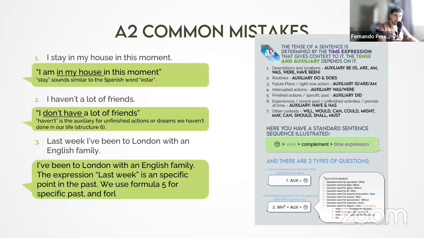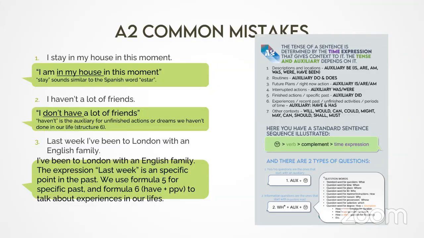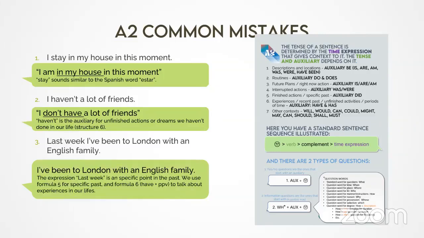In Formula 6, which is parentheses have plus past participle, we talk about experiences in our lives. Do you understand experiences in our lives? Yes, teacher. Like things in my life, I have been to London.